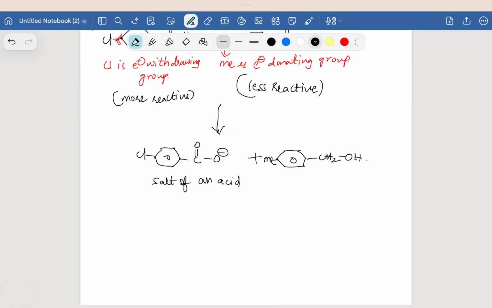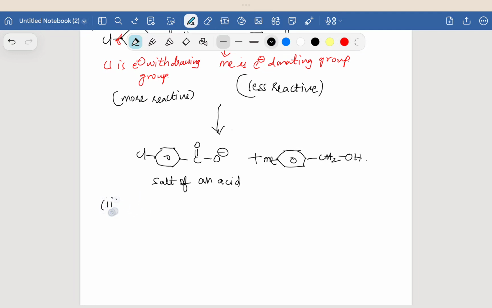If we take another example, what is the example we have to take? See, I will take this one.